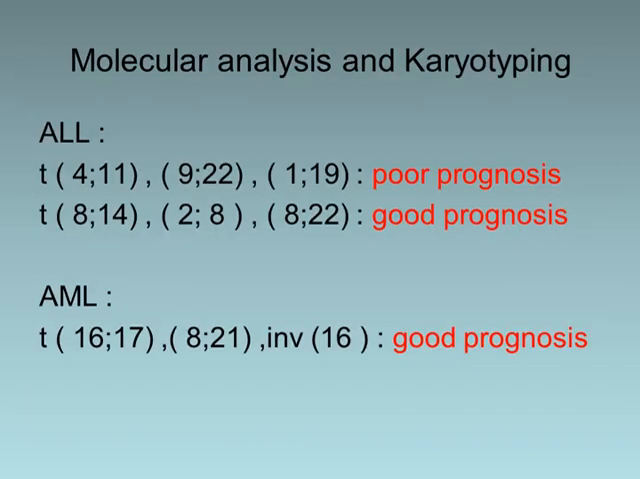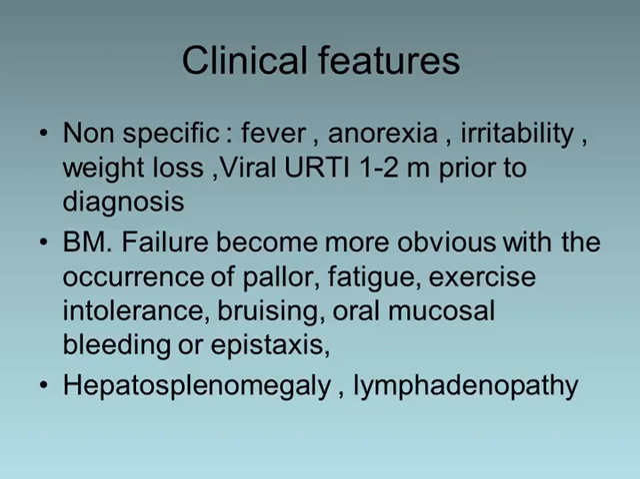Molecular analysis and karyotyping are very important. The presence of translocation 4;11, 9;22, and 1;19 in ALL carries poor prognosis, while translocation 8;14, 2;8, and 8;22 carry good prognosis. In AML, translocation 16;17, 8;21, and inversion 16 carry good prognosis.